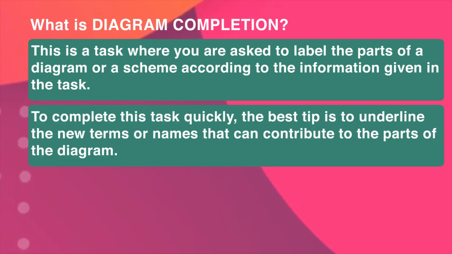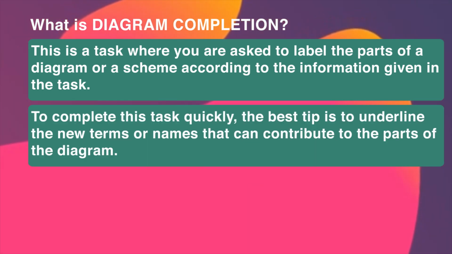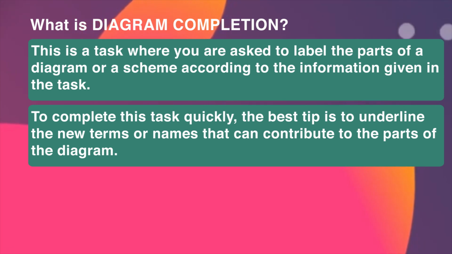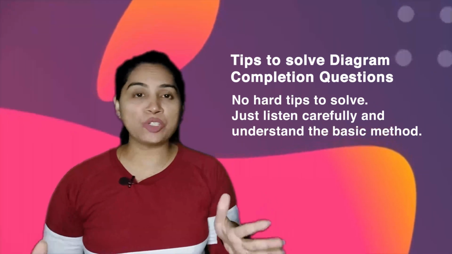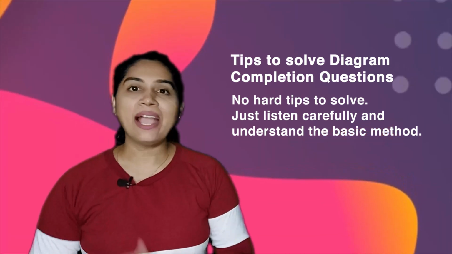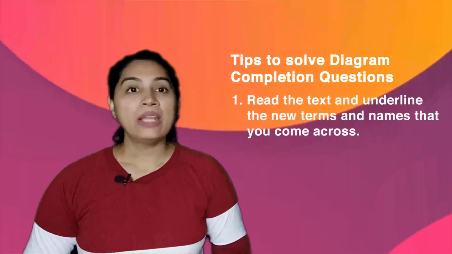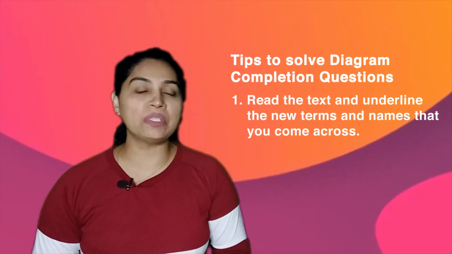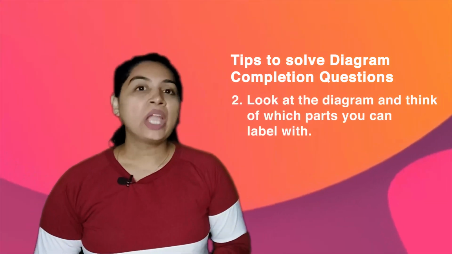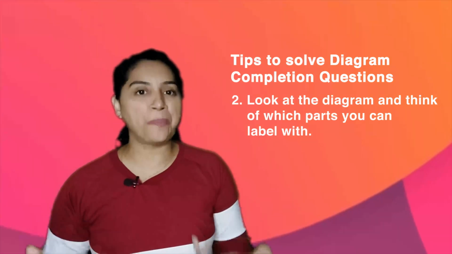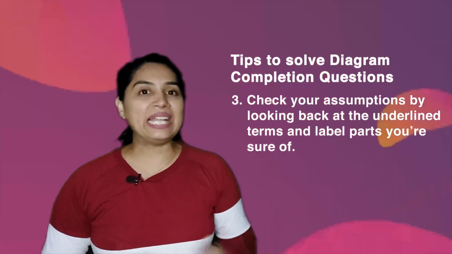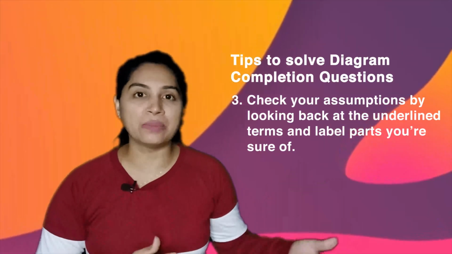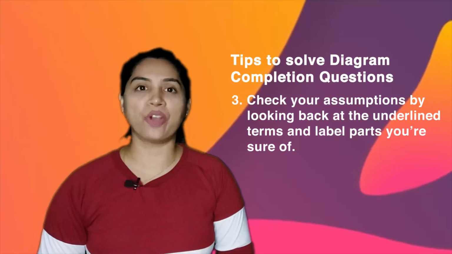To complete this task quickly, the best tip is to underline the new terms or names that can contribute to the parts of the diagram. No hard tips to solve. Just listen carefully and understand the basic method. Number 1, read the text and underline the names and the new terms that you come across. Number 2, look at the diagram and think of which parts you can label. Finally, number 3, check your assumptions by looking back at the underlined terms and label the parts you are sure of.